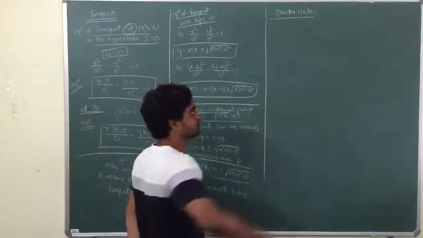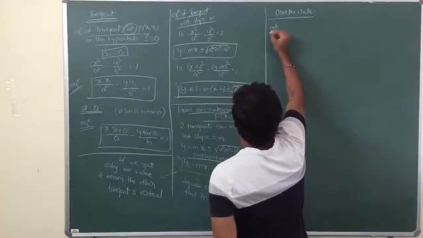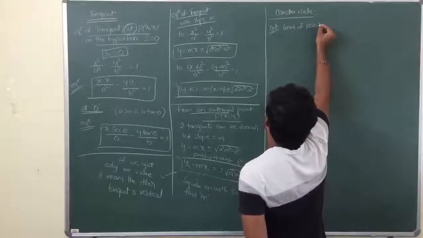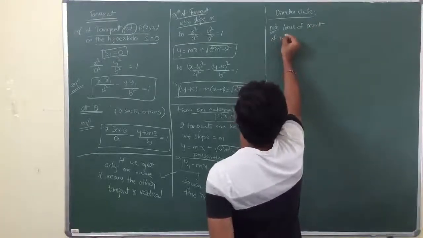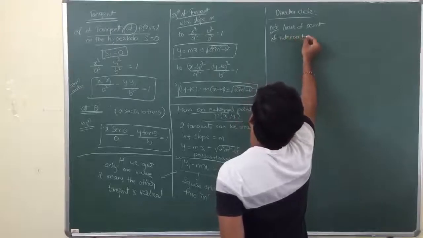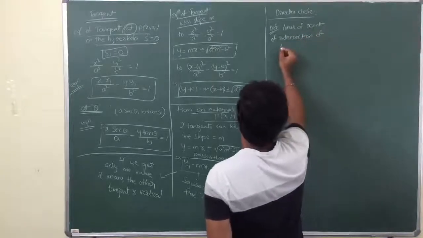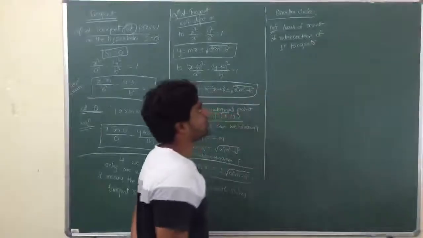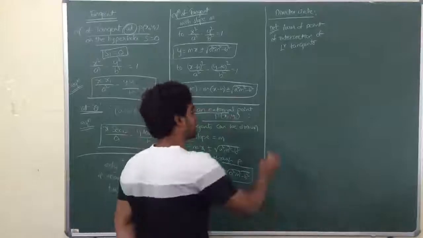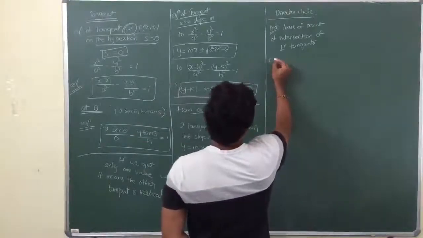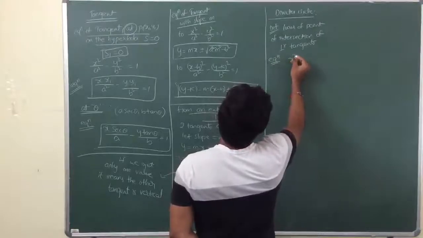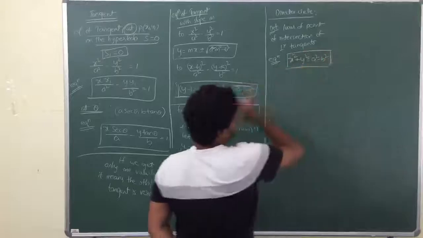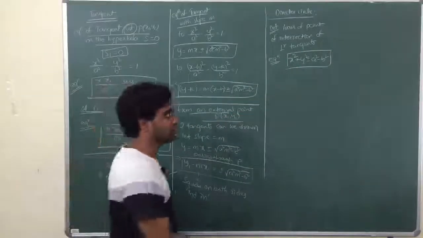Any doubts in this point? So what is the definition? Locus of point of intersection of perpendicular tangents is known as the director circle. Its equation is x² + y² = a² − b². That is the equation of the director circle for hyperbola.